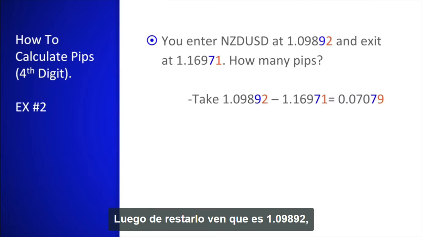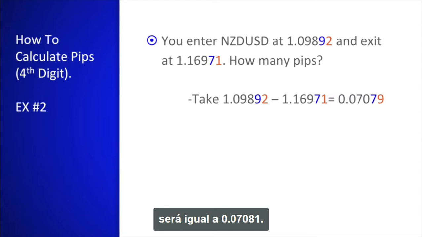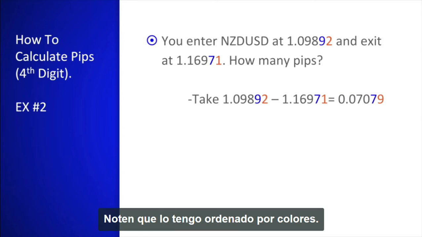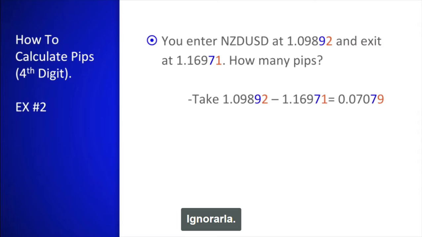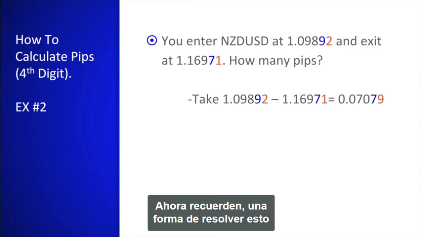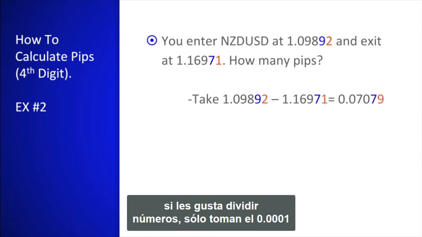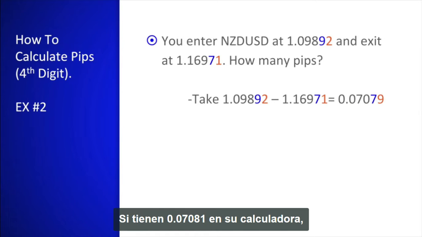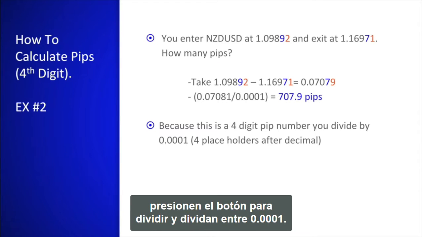All right, now after doing that calculation, you should have entered the 1.09892 minus the 1.16971, and you should have gotten 0.07079. All right, now notice that these are color correlated. The colors are correlating to different things. The blue color is correlating to the pip, and the 1 is the pipette. And remember, what are we supposed to do with the pipette? Ignore it.